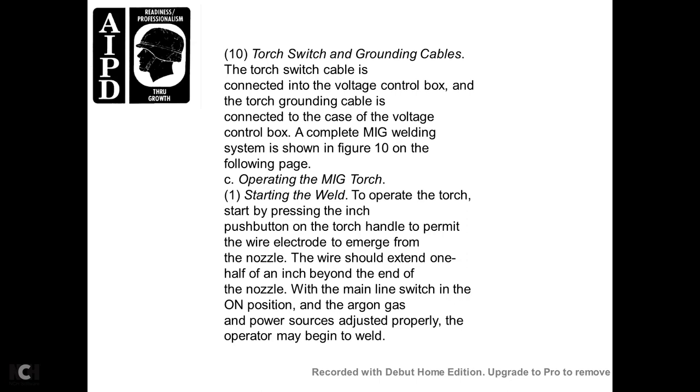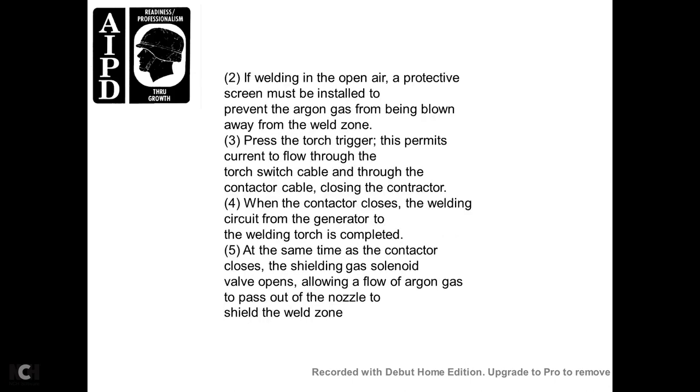C. Operating the MIG torch. Starting a weld. To operate the torch: 1. Start by pressing the inch button on the torch handle to permit the wire electrode to emerge from the nozzle. The wire should extend 1/2 inch beyond the end of the nozzle. With the main line switch in the on position, adjust the argon gas and power sources properly for the work being welded. 2. If welding in open air, a protective screen must be installed to prevent the argon gas from being blown away from the welding zone.